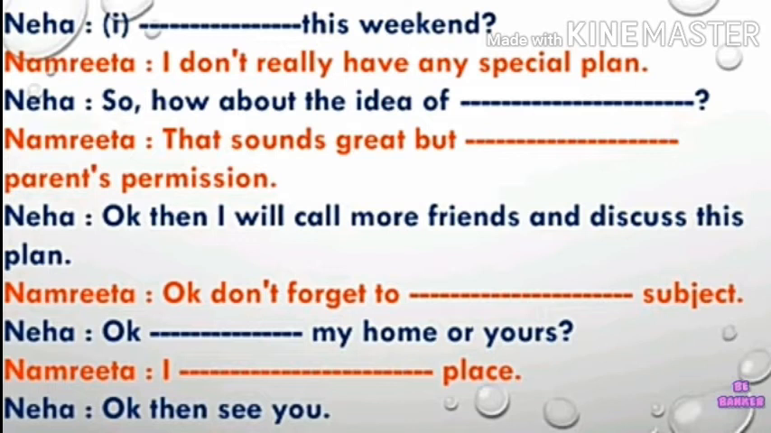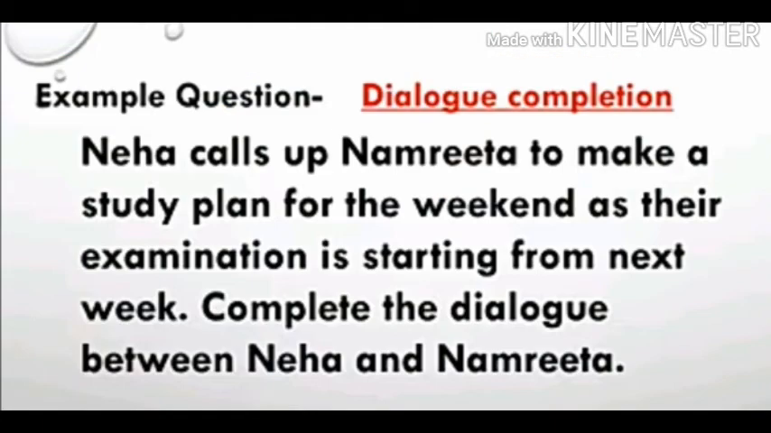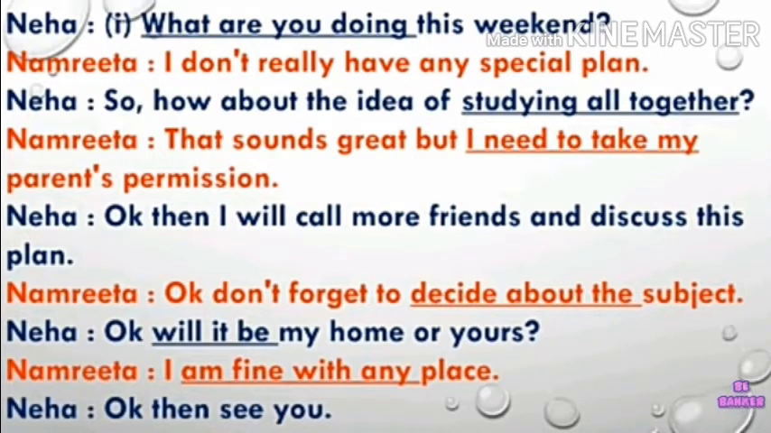What can we write here? Obviously the answer is "I don't really have any special plan." So according to that, she would have asked what she is going to do. So here we are going to write, "What are you doing?" See now, it is properly written and it is a complete question. "What are you doing this weekend?" That is the relevant one for the answer. "I don't really have any special plan." It becomes appropriate.